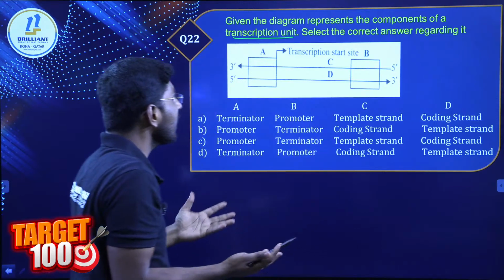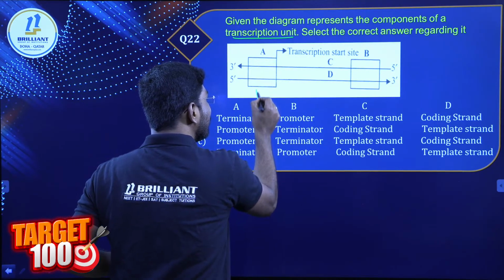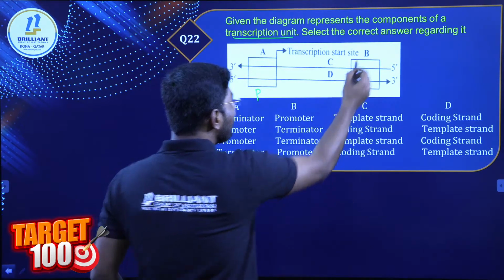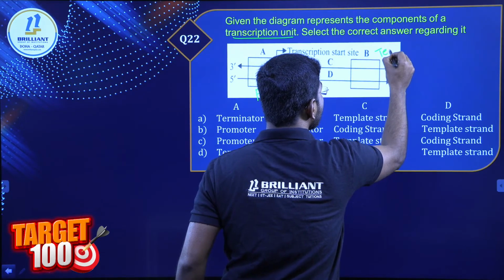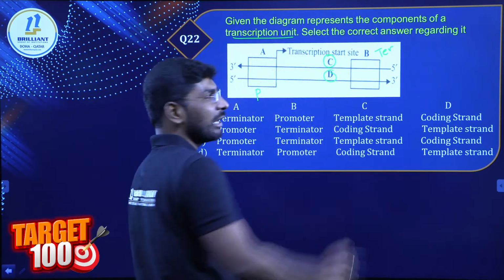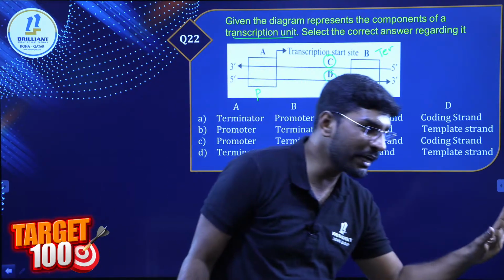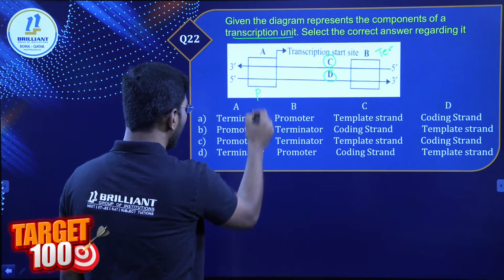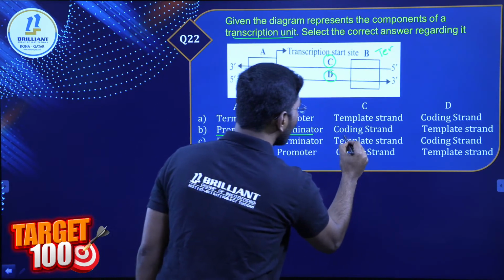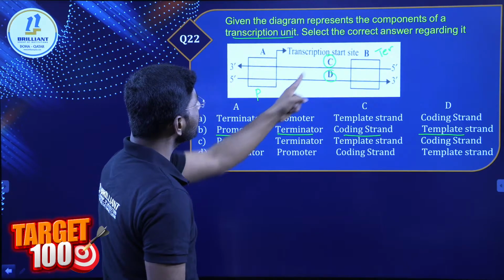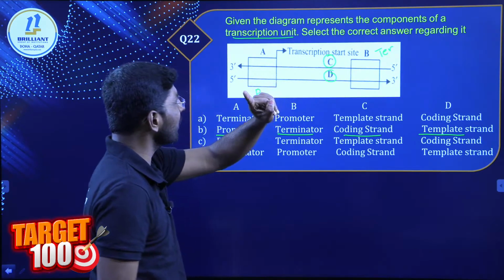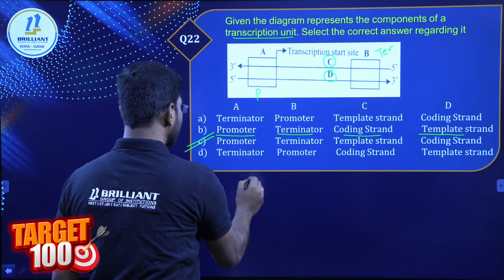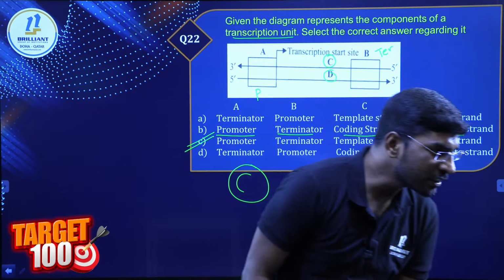So what is A here? A we can write simply as P. What does P stand for? Promoter. Right, promoter. And B stands for what? Terminator. And C, D, you have to tell me. Yes, absolutely, very good. So we can write promoter, terminator, coding and template. C is the template, and also coding. So the answer is what? Option C is correct, right?